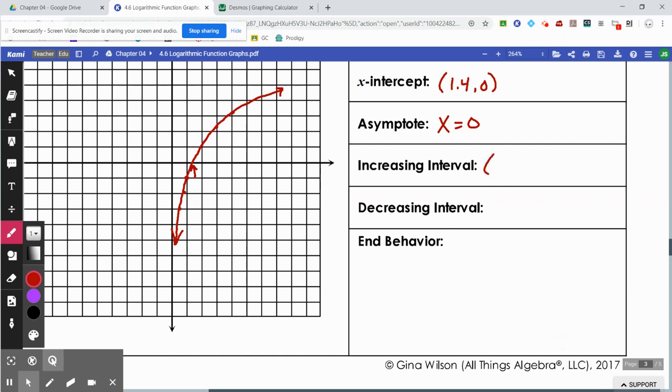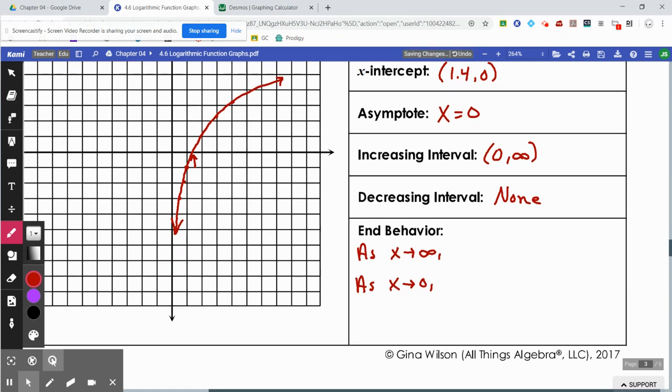Increasing interval, we're constantly increasing over the life of the graph, so therefore we're never decreasing. And finally, our end behavior, as we go to the right on our graph goes uphill, and as we approach 0, our graph goes downhill.